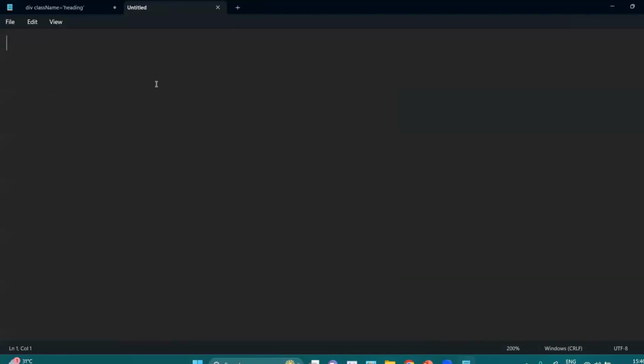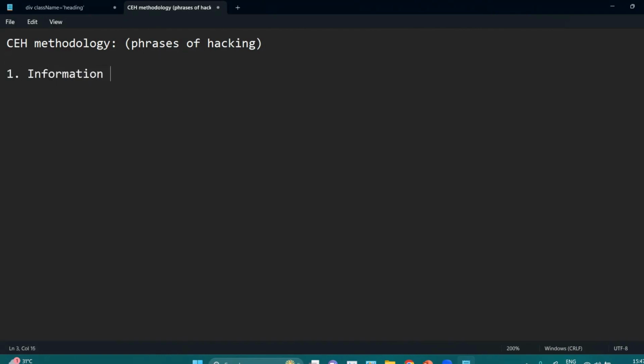Like if you want to hack my system, you cannot just come and hack my system. That is not possible. For that you have to follow a certain methodology, known as CEH methodology, or we can say phases of hacking. So in the CEH methodology, we have a very simple methodology. First is information gathering. Second, we have scanning.